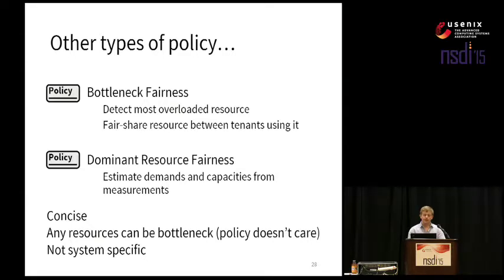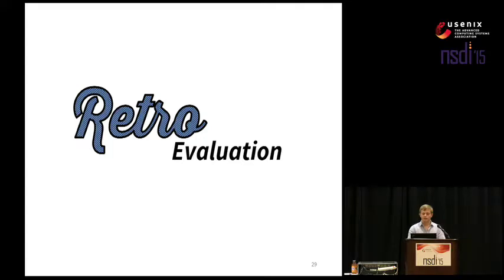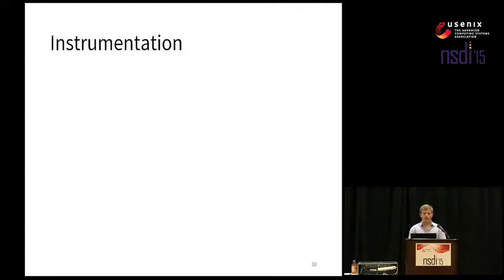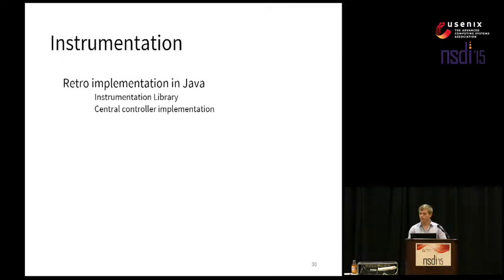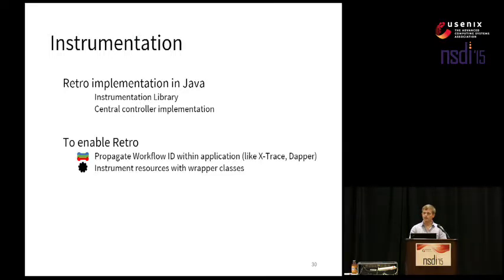So let's move on now to evaluation. To give a few implementation details, we implemented Retro in Java. It consists of an instrumentation library for adding Retro to your distributed systems, as well as a central controller implementation. The instrumentation library contains instrumented resource class wrappers, control point implementations, and a library for workflow ID propagation. To measure resource consumption, Retro intercepts API calls and aggregates counters in memory. These are reported to the Retro controller periodically, so overheads remain low.